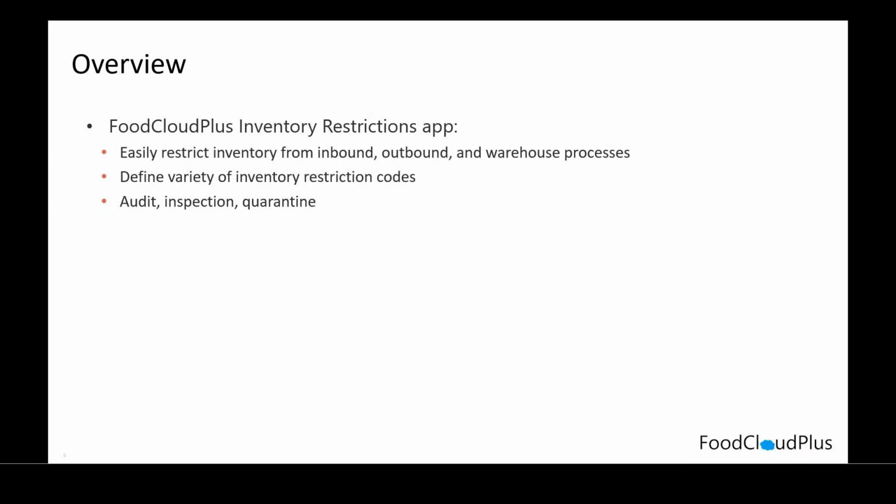Users can define a variety of inventory restriction codes to restrict inbound, outbound, and warehouse movement transactions, and apply multiple restriction codes to an item variant, lot, serial, or package. Users can also apply inventory restriction codes to a portion of an item lot and define default restrictions for an item.